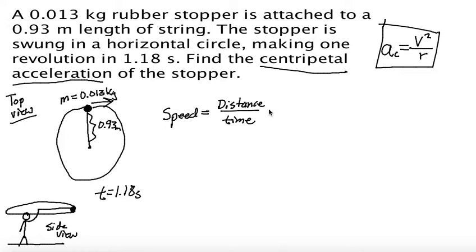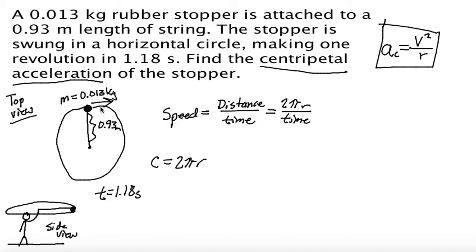And so actually the only thing I have to do is plug in the circumference for the distance and then divide it by the time. So the circumference of a circle is equal to 2 pi times the radius, 2 pi r. So I'm just going to take 2 pi r and plug that in for my distance, and I'm going to divide it by the time, and that will give me the speed or the velocity of this rubber stopper as it moves around.